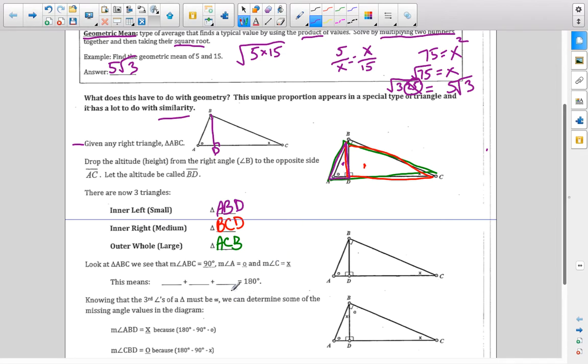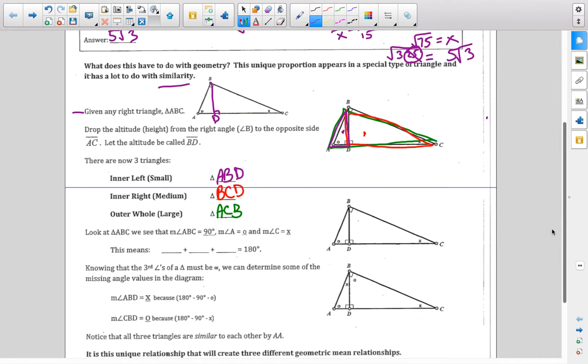What we do know is that these three triangles are similar to each other, which means they have two angles that are the same. We'll be able to prove that. And their sides are proportional. And that's what similar triangles are. Remember, we did a whole unit on similar triangles.